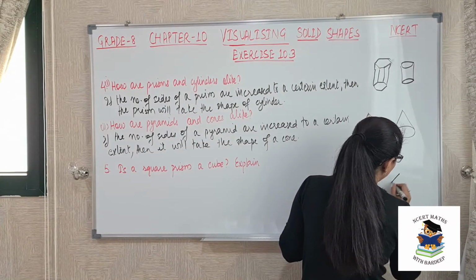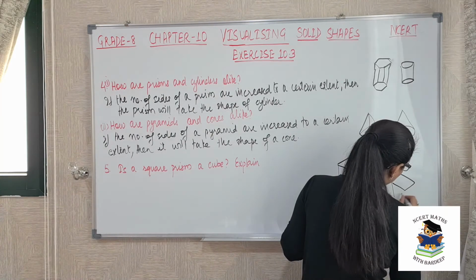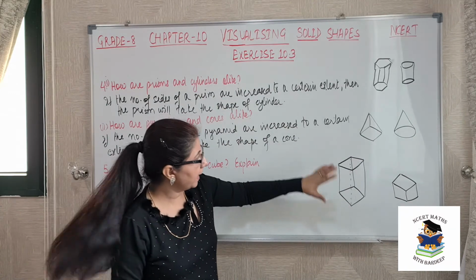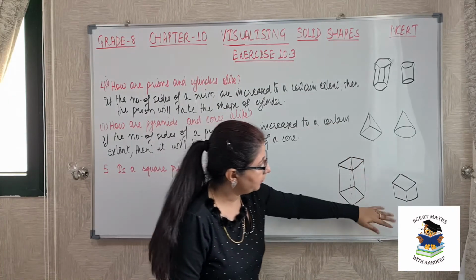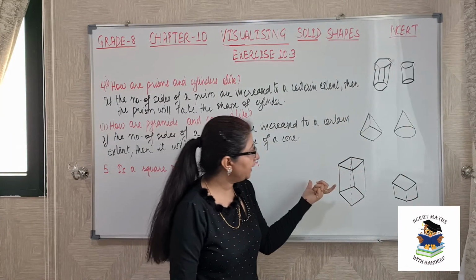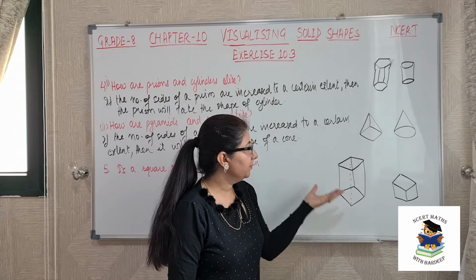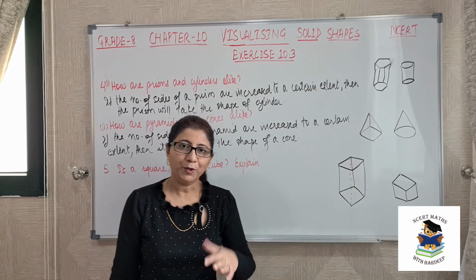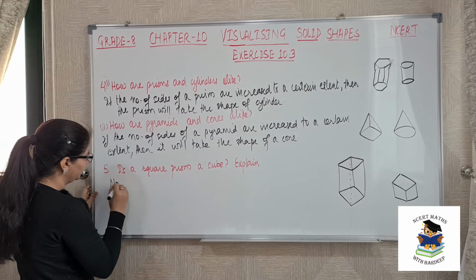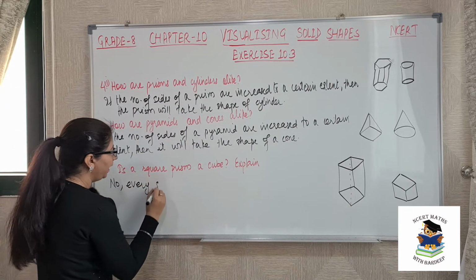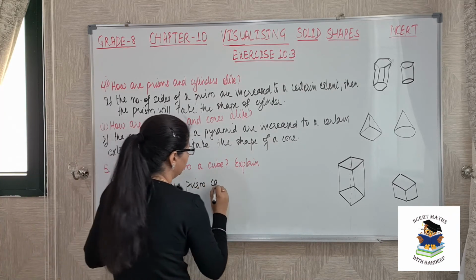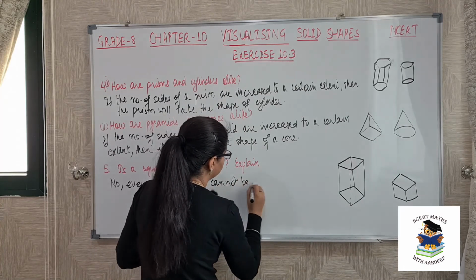So that means if I join like this, something like this. A square prism can be of cuboid shape or cube shape, depending upon how these edges are joined. So we can say that every square prism cannot be a cube. It can be a cuboid, it can be a cube. So we will write no, every square prism cannot be a cube.